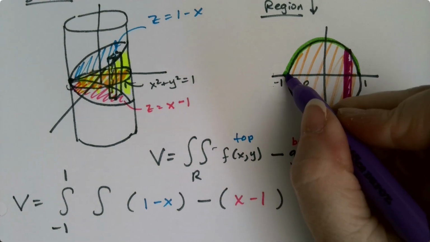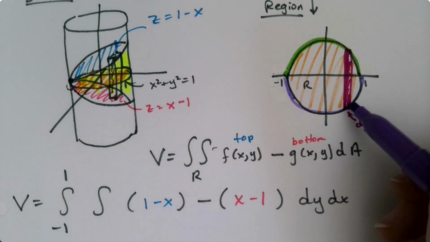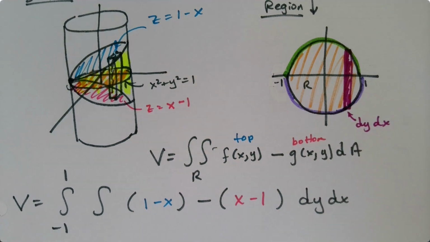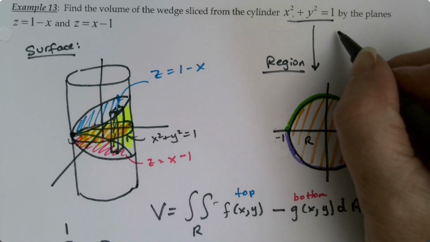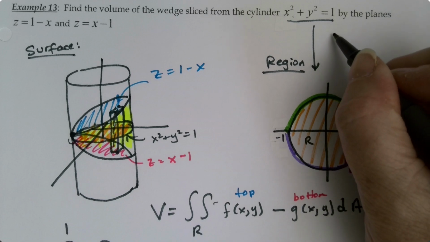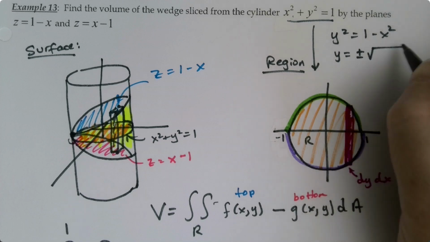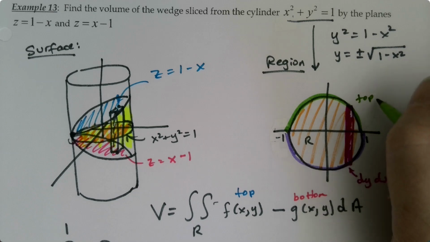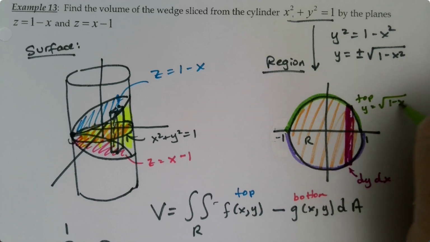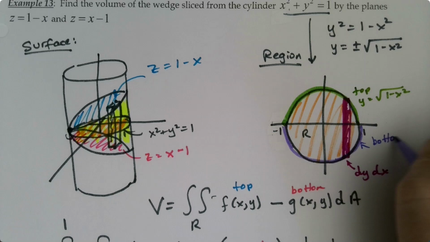I have one more color of highlighter right here, purple, for y equals. Because of algebra, we are more used to solving an equation like x squared plus y squared equals 1 for y. So that would mean that y squared equals 1 minus x squared. So y equals plus or minus the square root of 1 minus x squared. So the top here is the square root of 1 minus x squared. And the bottom is y equals the negative square root of 1 minus x squared.